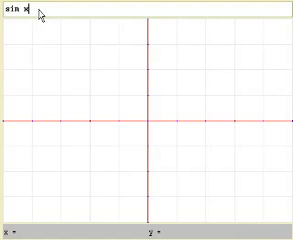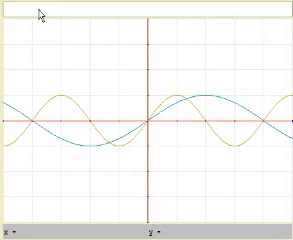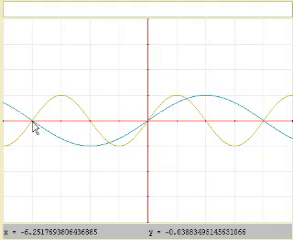Let's start off with sine of x again. And now instead of making the coefficient larger, let's make the coefficient less. Let's make it sine of 0.5x. Look at that. Now all of a sudden it takes 4 pi radians to complete one cycle. And I want you to think about why that is, because we're now slowing down how fast it cycles through the angles.